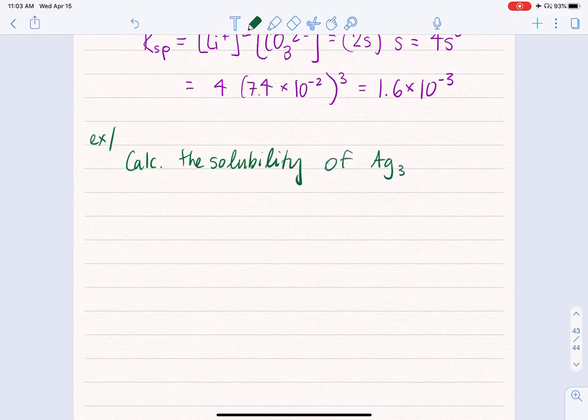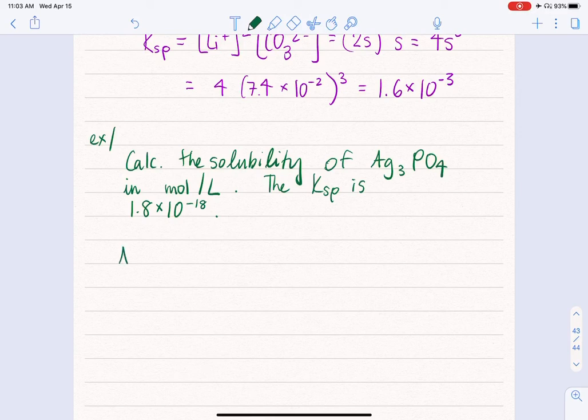So silver phosphate is Ag3PO4. And I want to do it in moles per liter of water. The KSP for silver phosphate is 1.8 times 10 to the minus 18. That's a teeny tiny number, right? So this is only a very, very slightly soluble salt.